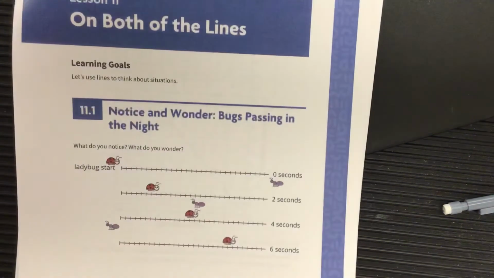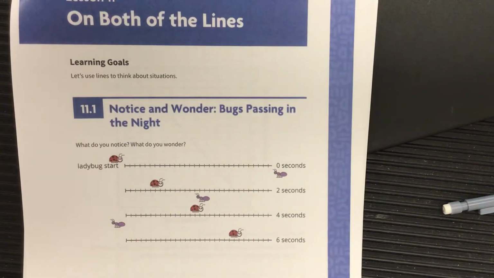11 today on both of the lines. So yesterday was a lot of on or off the lines, and then if it's on both, that's going to refer to the intersection point. So again, what do you notice? What do you wonder?